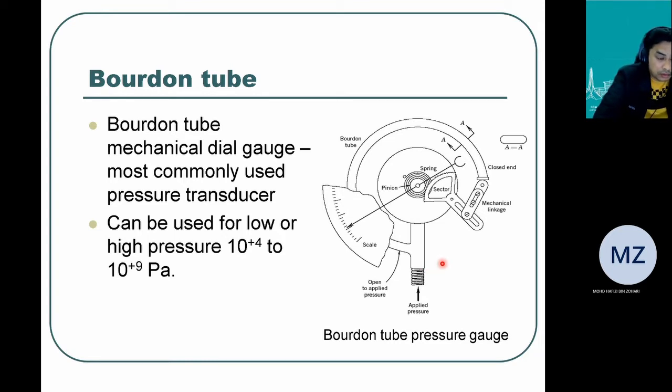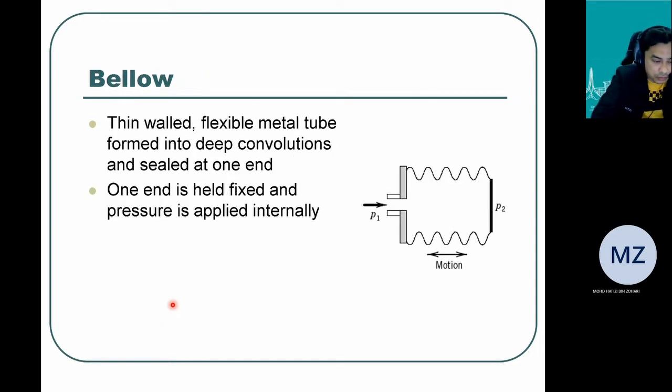There are several ranges for this one, but usually if you buy a cheap one, it can be up to 6 bar. Okay, 6 bar is equal to 6 ATM or 600 kilopascal, roughly something like that.